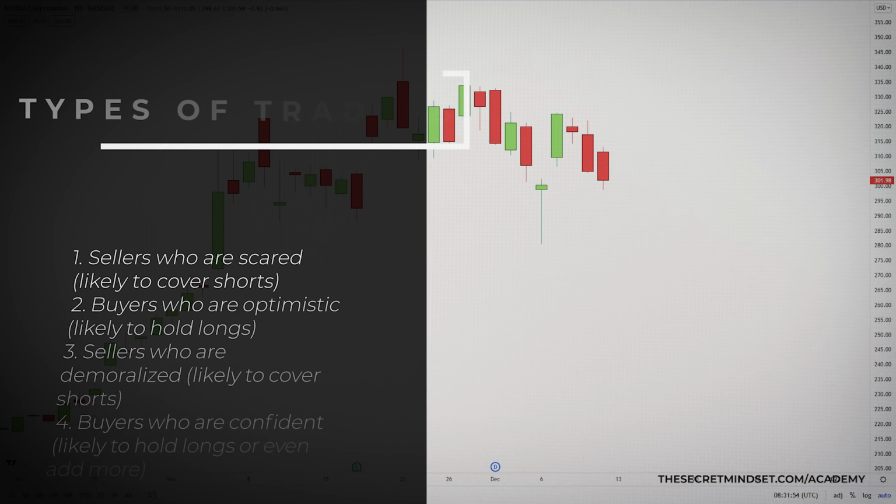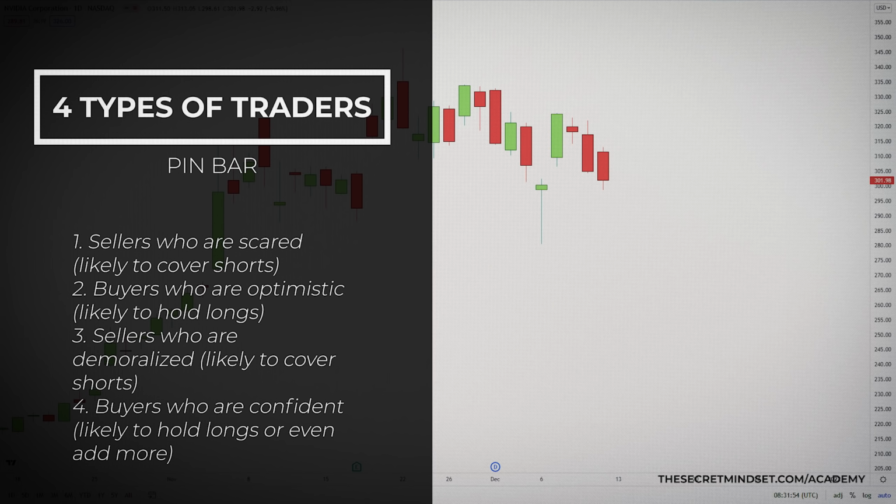So in the case of a large wick candle, we have 4 types of traders. Sellers who are scared, likely to cover shorts. Buyers who are optimistic, likely to hold longs. Sellers who are demoralized, likely to cover shorts. And buyers who are confident, likely to hold longs and even add more.